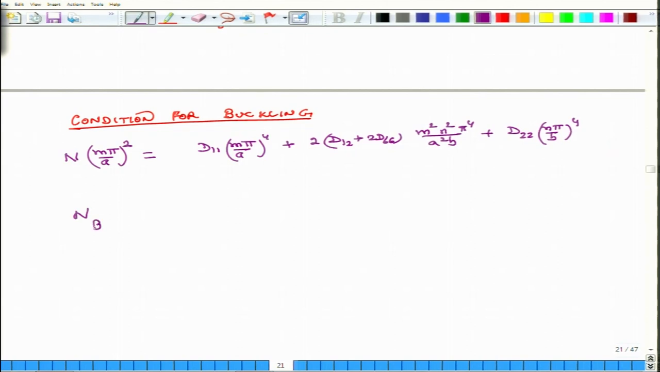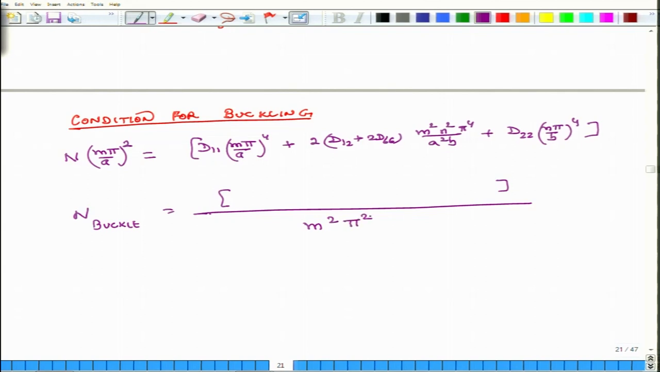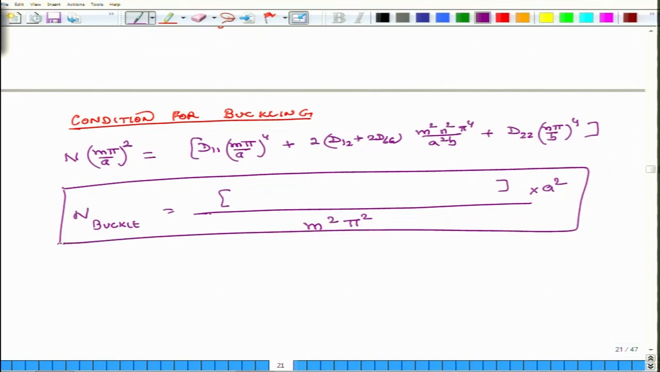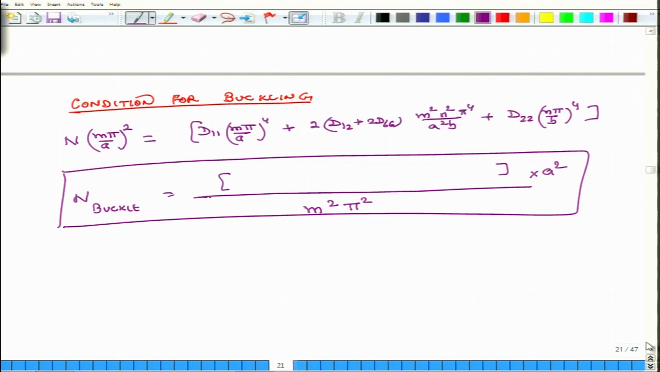So N critical, so N buckle, will be this entire thing divided by m^2 pi^2 into a^2. Okay. Now this depends on the value of m and n. So a plate will have infinite buckling loads, corresponding to different values of m and n. So what is the least buckling load? That will depend on the specific values of m and n when the expression divided by m^2 is as small as possible.